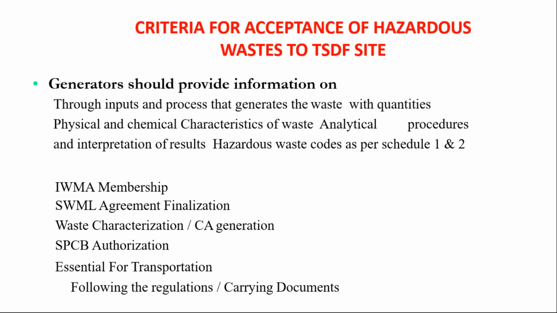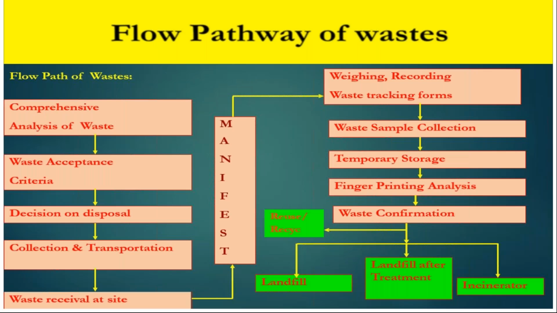So there are different requirements regarding the membership, the agreement finalizations, characterizations or CA generation, pollution control board authorizations essential for transportation, and some regulatory documents are also needed. This is the criteria for acceptance of hazardous waste to that authorized site. This is the flow pathway of waste, which was already discussed in one of the videos, that is hazardous waste management. We have discussed all these elements in detail in that video.